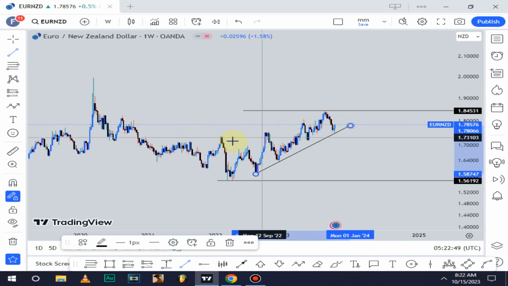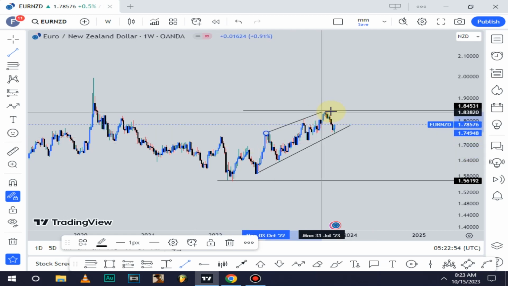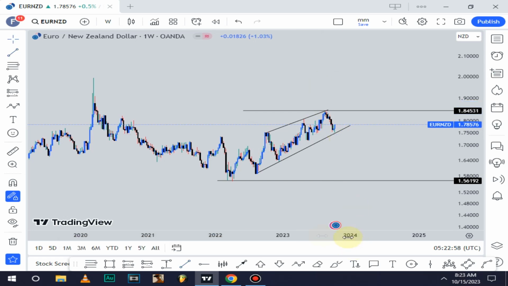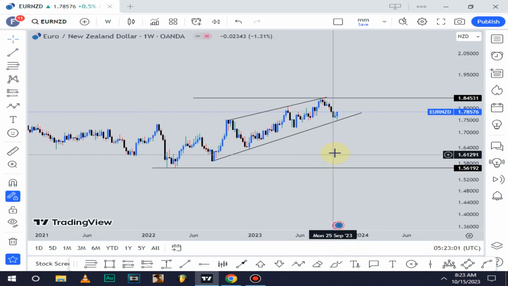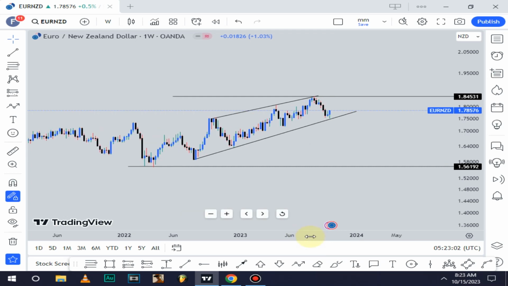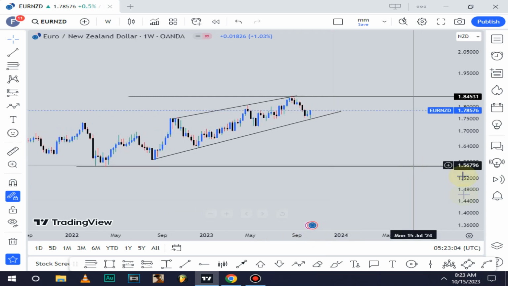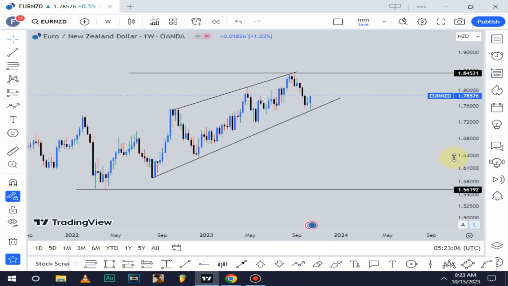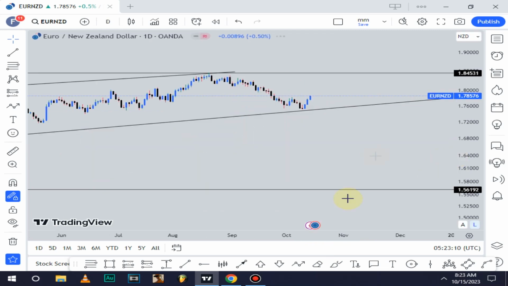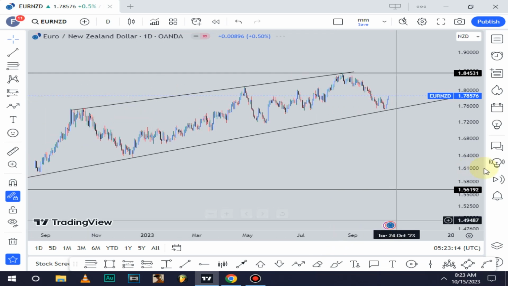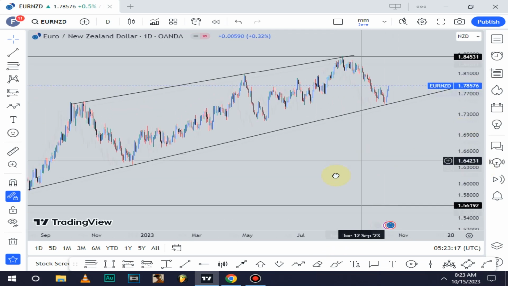Look at how amazing that is. Okay, 1, 2, 3. How beautiful is that? Euro NZD, nice. So this just shows me that we are going to only look for buy positions on Euro NZD. So let's hit the daily, gang. This is amazing. Okay, we have that.